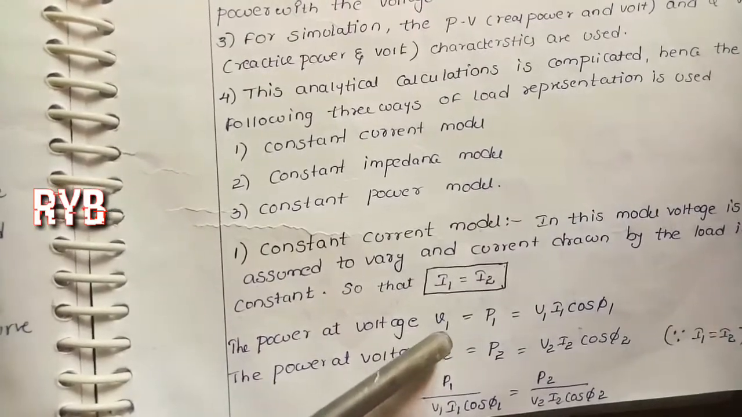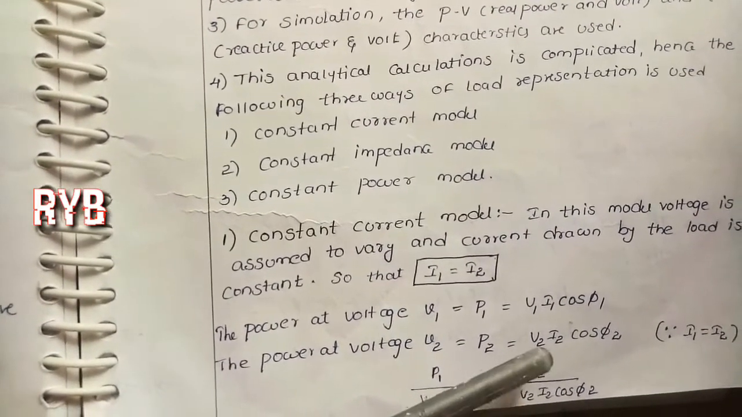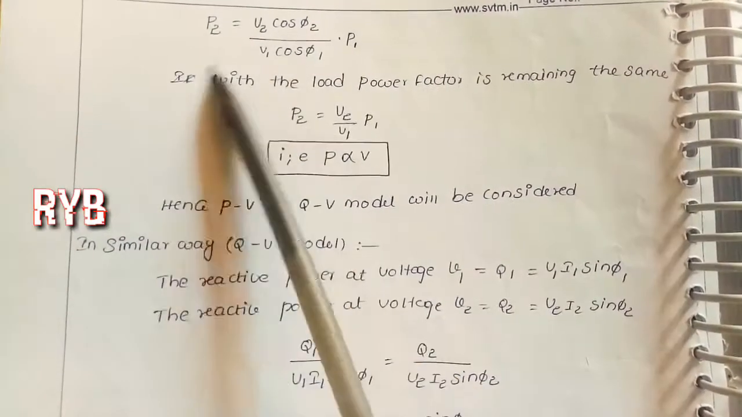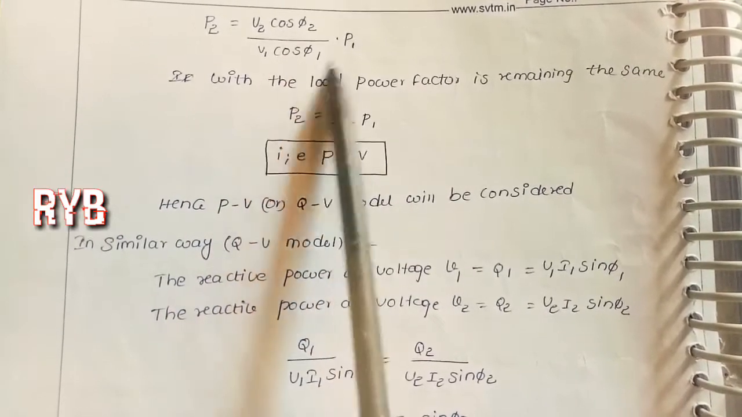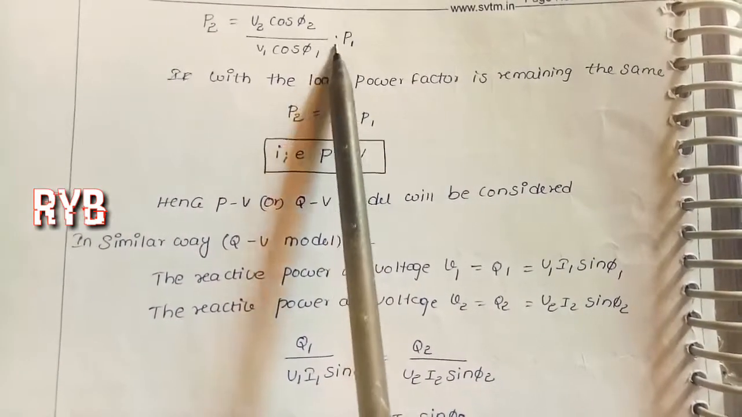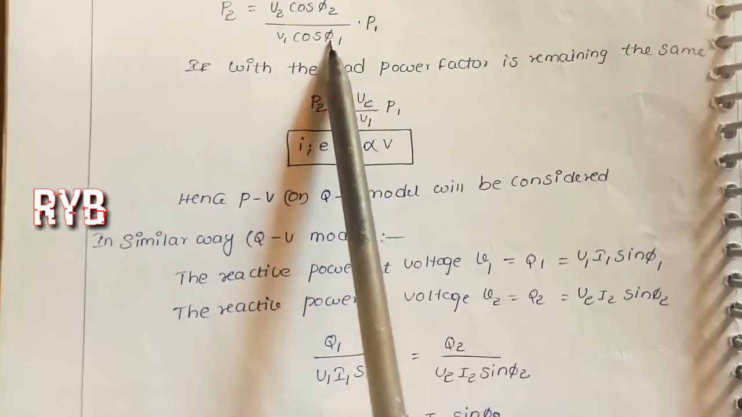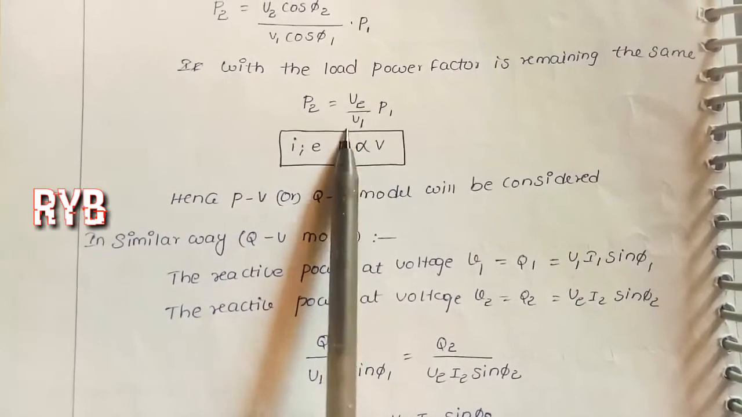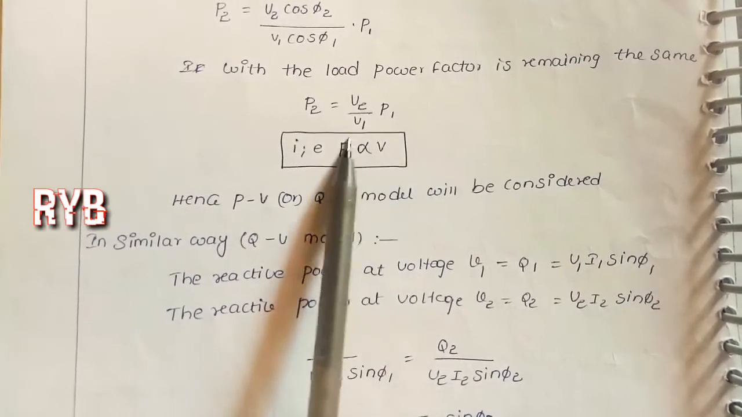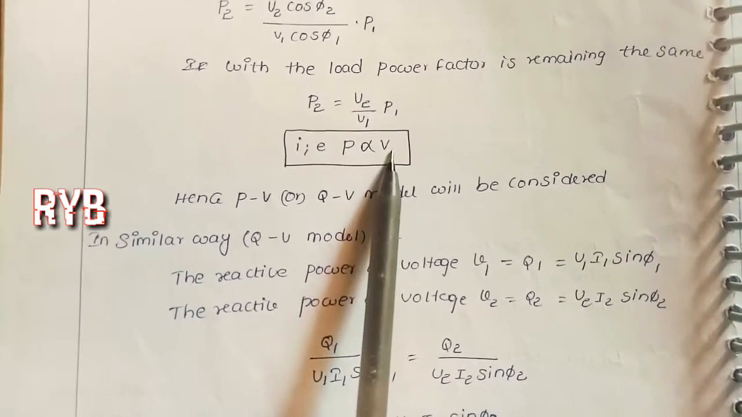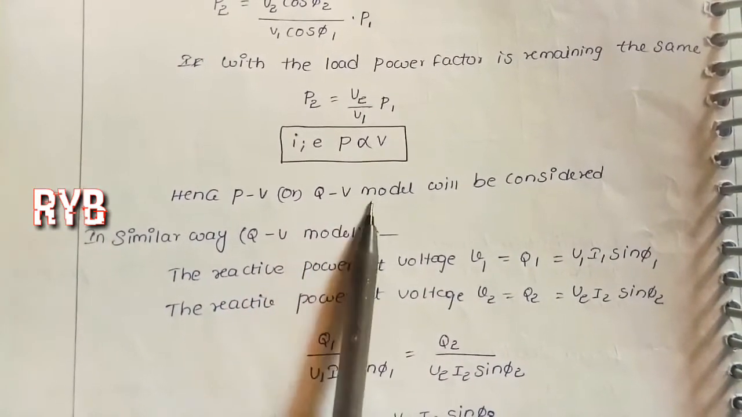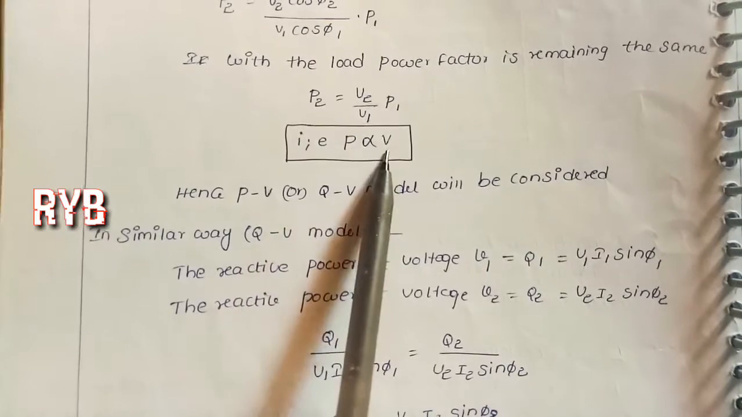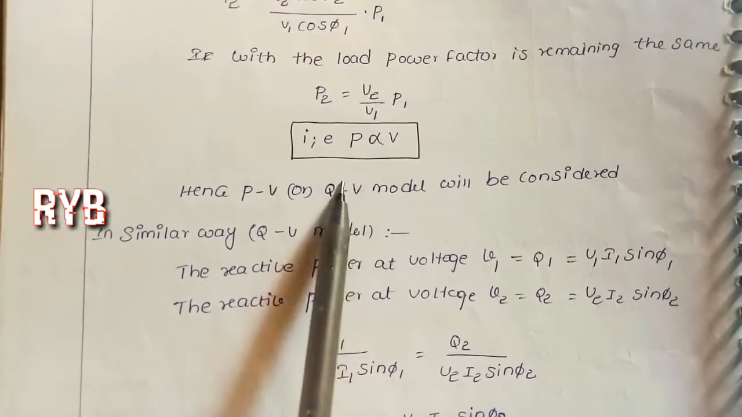Since I1 equals I2, P2 equals V2 cos phi 2 by V1 cos phi 1 into P1. Because cos phi 2 and cos phi 1 are equal, we assume the load power factor is the same. From that, P2 equals V2 by V1 into P1. Therefore, power is proportional to voltage. Hence the PV model and QV model are both proportional to voltage. Real power is proportional to voltage, and reactive power is also proportional to voltage.